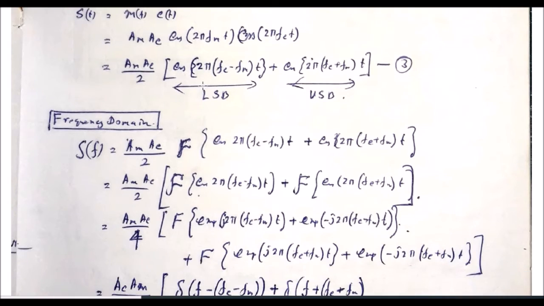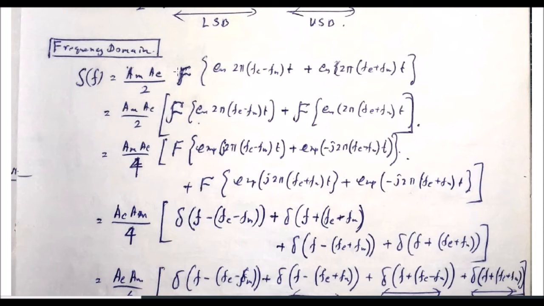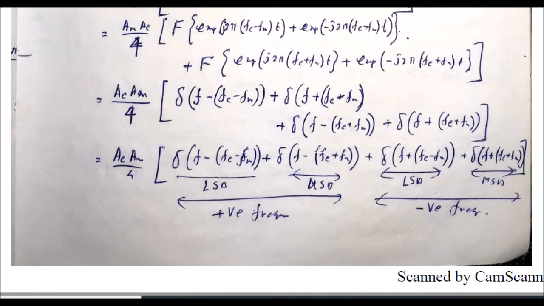And if you do the Fourier transform of this particular equation, you will obtain the frequency domain information of the single tone modulation. Just do that by yourself. Just decompose these two terms into exponential terms and use the frequency shifting property of the Fourier transformation. You will obtain these delta functions, out of which these two delta functions represent the positive frequency axis, upper sideband and lower sideband, and these two represent the negative frequency axis, upper sideband and lower sideband. Okay, these two are actually the physical signal.